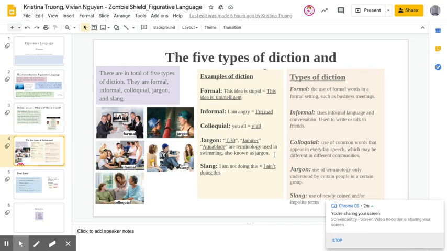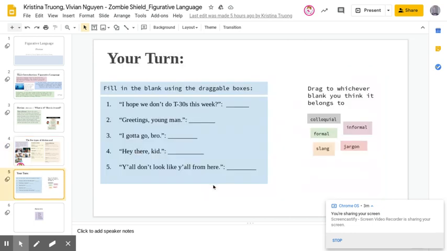And the last type of diction is slang, which is the use of newly coined terms that may or may not be impolite. For example, if you were to insist that you do not want to do something, you would not say, "I am not doing this," which is not slang. In fact, it is very formal. Instead, you would say, "I ain't doing this," which is slang. And another type of slang is saying, for example, "break a leg," which also means good luck, but that's very informal. Now it's your turn.